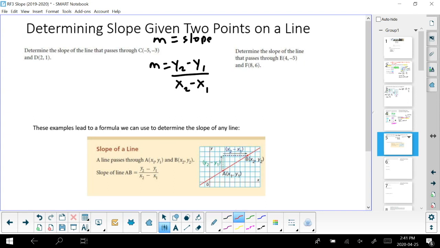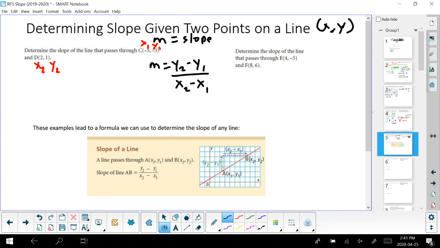So let's go ahead and label these. I'm going to go ahead and choose my C point, (-5, -3), to represent my x1, y1, and point D to represent x2, y2. In case you've forgotten, in an ordered pair, it always goes x and then y. So your first number represents your x value, and your second number represents your y value.